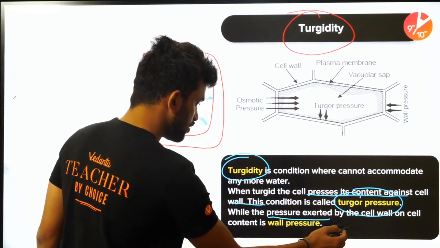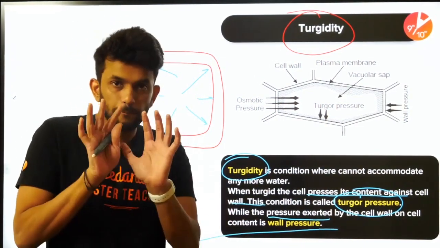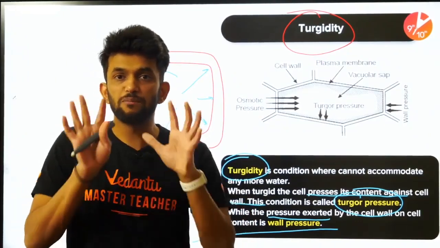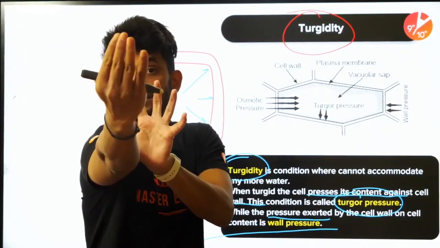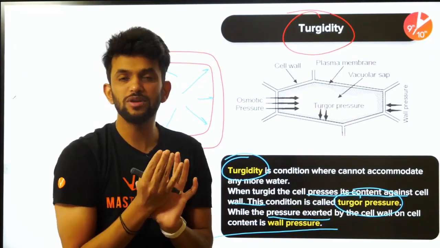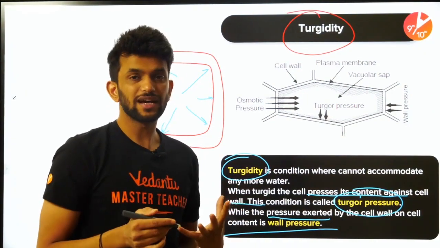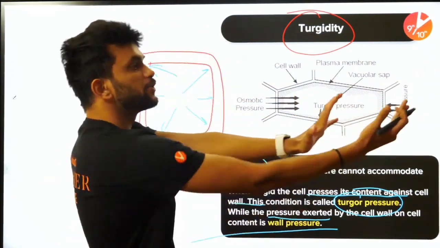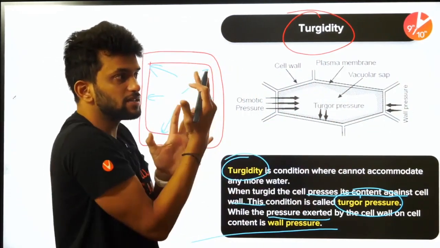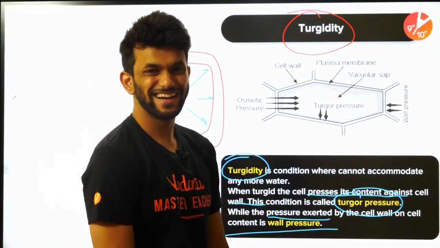While pressure exerted by the cell wall of the cell is called as wall pressure. अब देखो, I am the content of the cell, I am putting pressure on the cell wall. Similarly, the cell wall will also put a pressure on me. Every action has an opposite reaction ना. मैं wall को pressure कर रहा हूँ तो wall will be putting pressure on me. That is wall pressure. जो मेरा pressure है वो turgid pressure है, ठीक है.